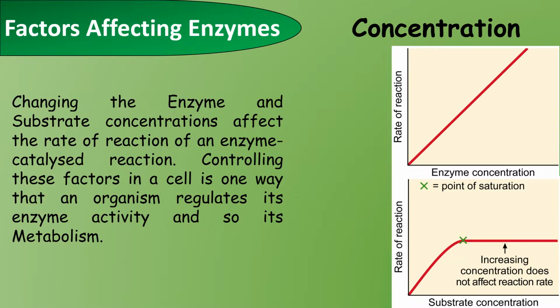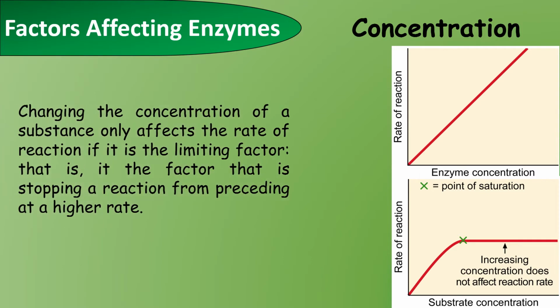Changing the enzyme or substrate concentrations affects the rate of reaction of an enzyme-catalyzed reaction. Controlling these factors in a cell is one way that an organism regulates its enzyme activity and so its metabolism. Changing the concentration of a substance only affects the rate of reaction if it is a limiting factor. That is, it is the factor that is stopping the reaction from proceeding at a higher rate.